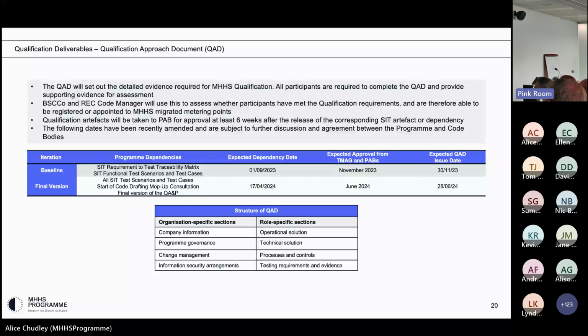So just to give you an example, if you're an organization that's qualified in multiple roles and wants to be MHHS qualified in those multiple roles, you need to complete the organization-specific section the one time and the various different role-specific sections that apply, and each of those role-specific sections would then need to be approved by the respective code body.